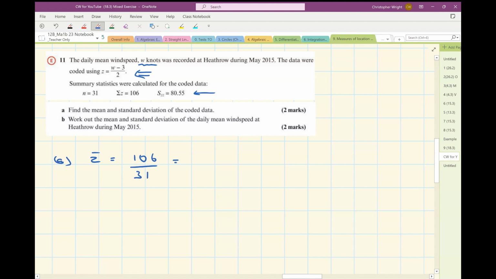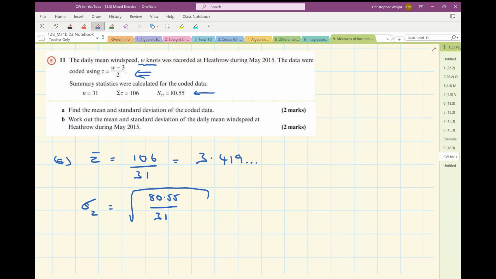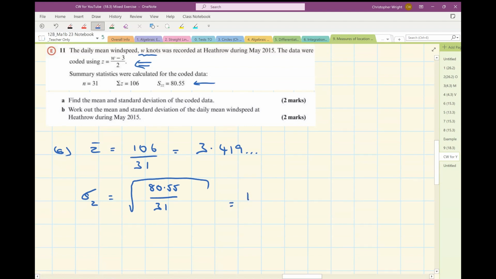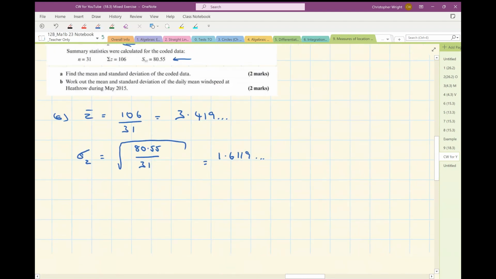106 divided by 31 gives me 3.419, and so on, on my calculator. Now, what about the standard deviation of Z? Well, that's going to be the square root of the variance, and the variance will be the summary statistic of Z divided by N. So I'm going to do the square root of 80.55 divided by 31, which gives me 1.6119, and so on. So that is the mean and the standard deviation of the coded data.